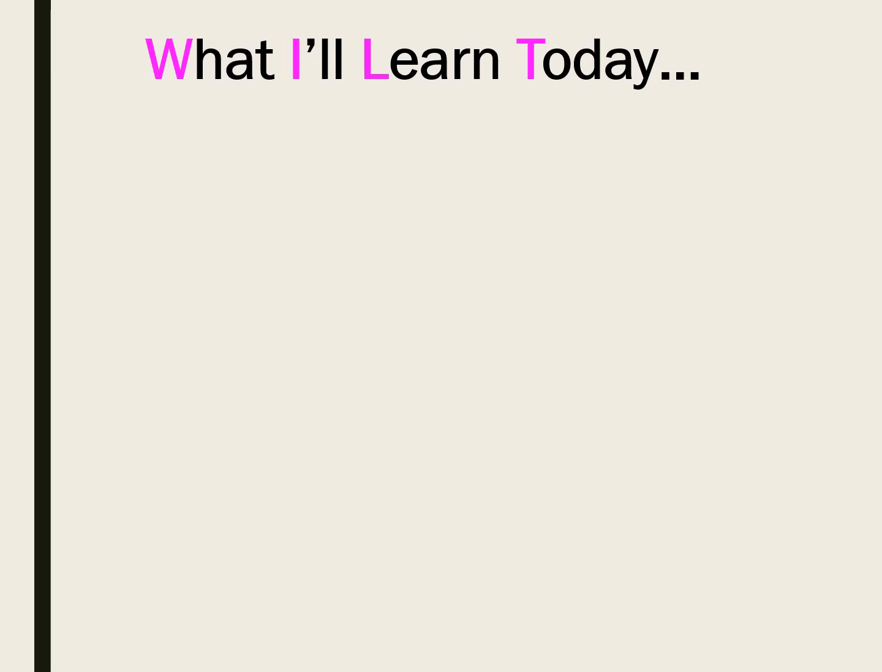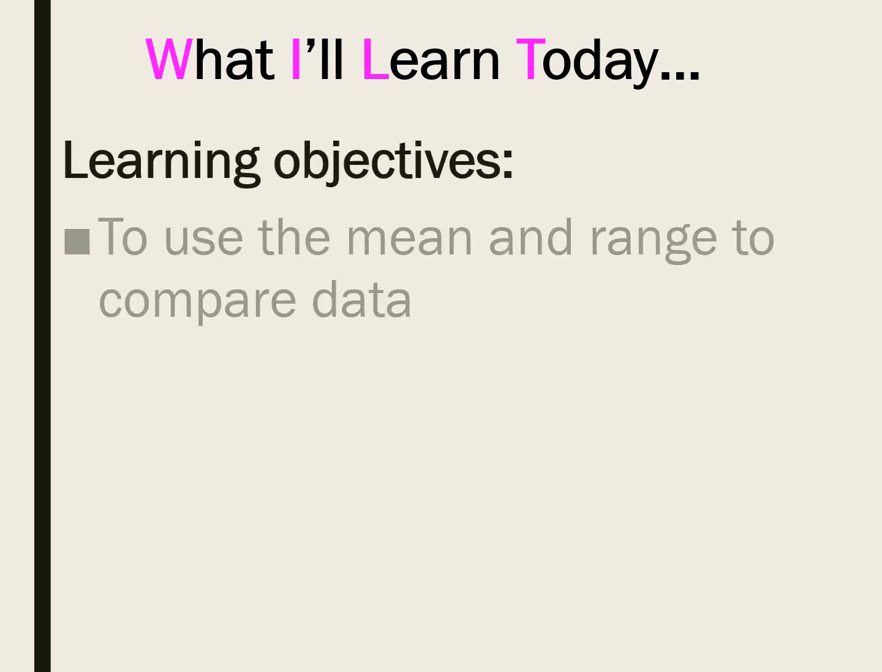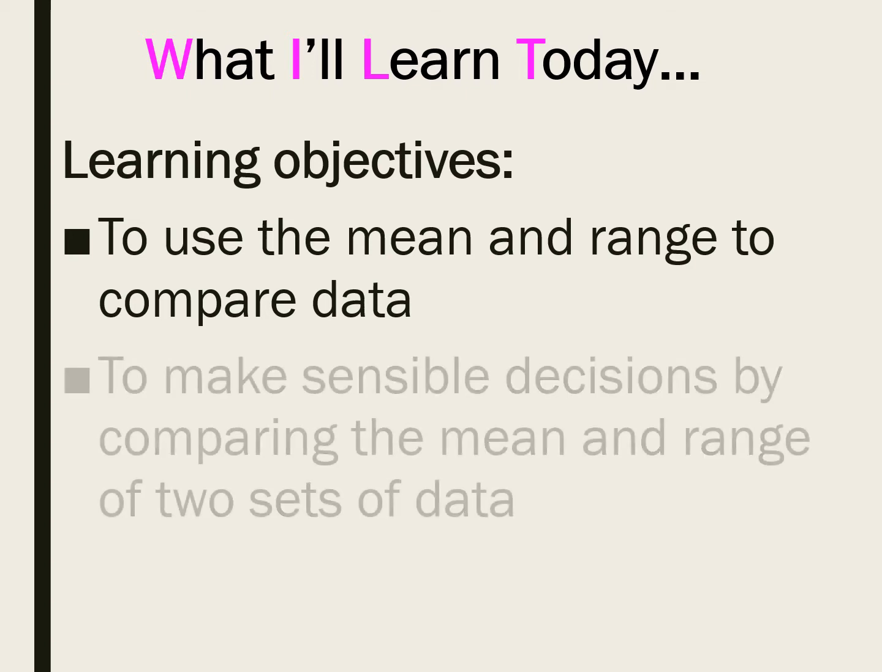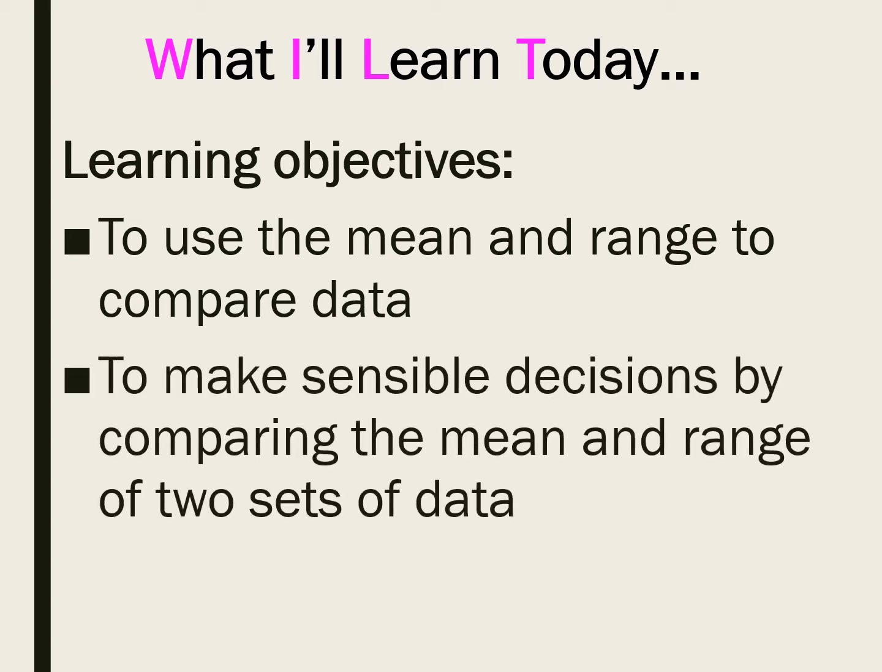So, what we will learn today, we have to use the mean and range to compare data. We have to make sensible decisions by comparing the mean and range of two sets of data and to say why, to give a reason for this.